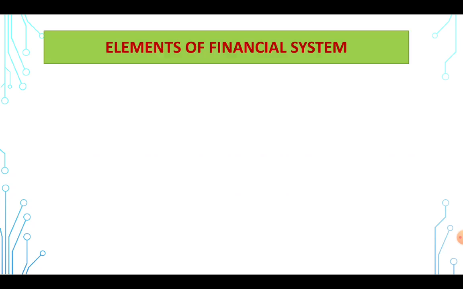The financial system has 6 essential elements. The first element of financial system is the lenders and the borrowers. We can say that the ultimate lenders are the surplus economic units and the borrowers are the deficit economic units.